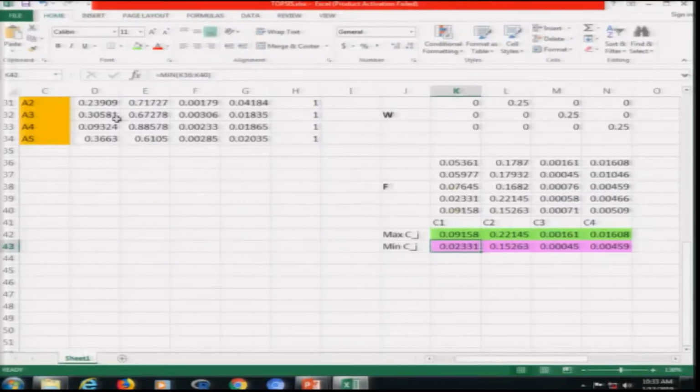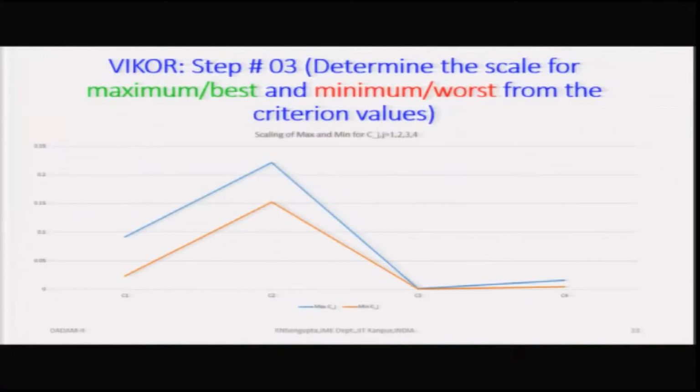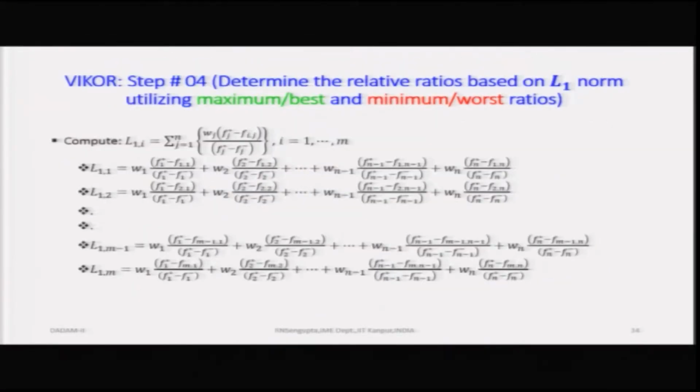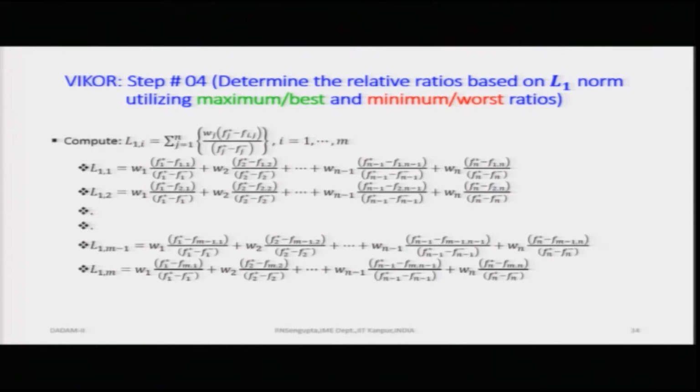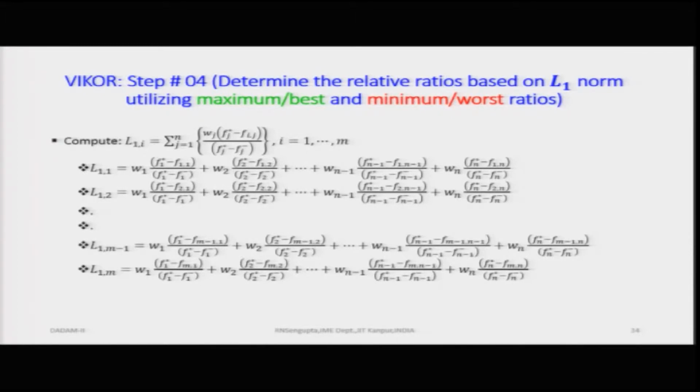So, we already have these values. Now, we will do the further calculation. We will find out the norms based on the L1 norm and the L infinity norm. These are the 2 ends of the norms of the distance measure. If you remember, I have been mentioning the distance measure time and again. And this I will find out for each and every alternative, combining the criteria.